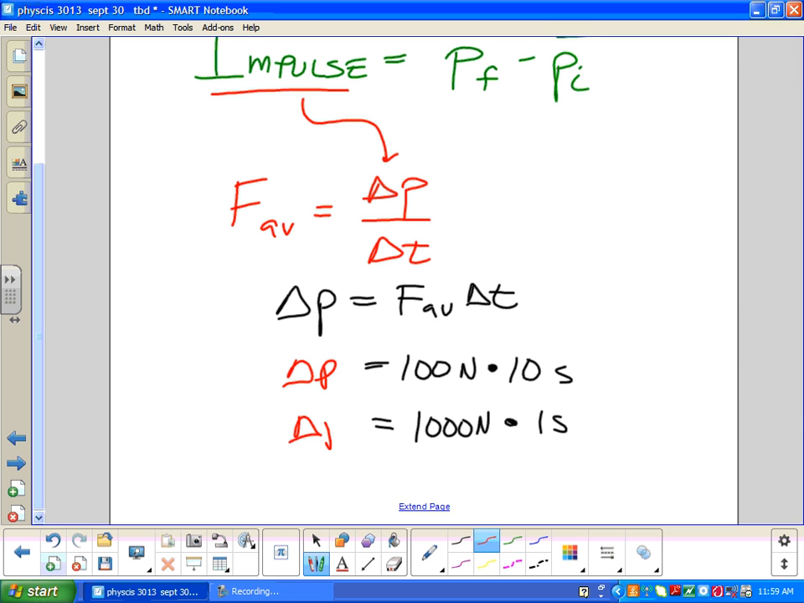Everybody, I want you to see that these two are equivalent. You guys agree these are both the same value for the delta P? Force and time, therefore, are directly proportional to the impulse, which is the change in momentum. That's a mouthful. Again, we can do a problem, but the thing to realize is this is Newton's second law.